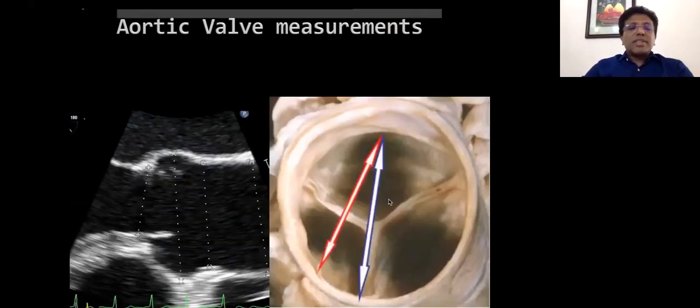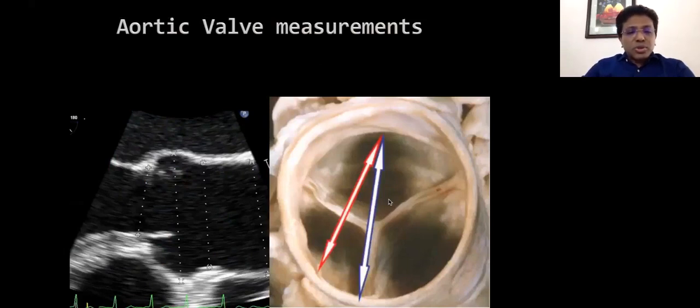So this is the parasternal long axis view showing the different parts of the aortic valve. The aortic annulus, aortic root, the sinotubular junction, all of it is one component which is involved in the mechanics of the aortic valve.